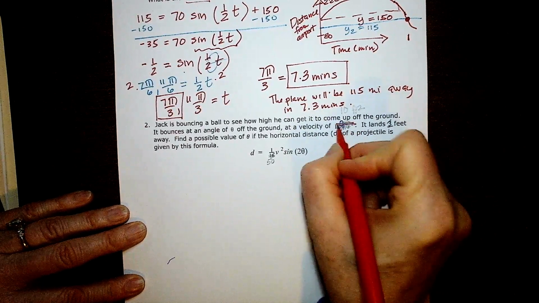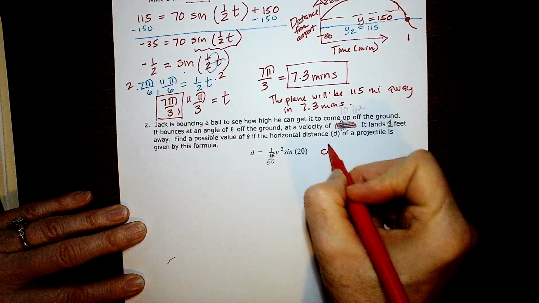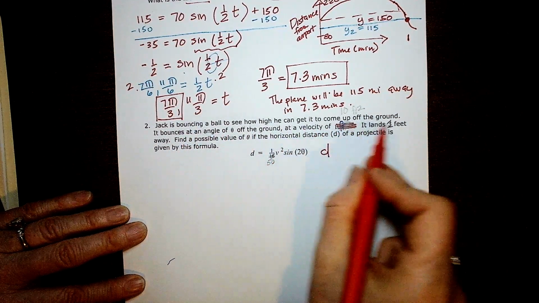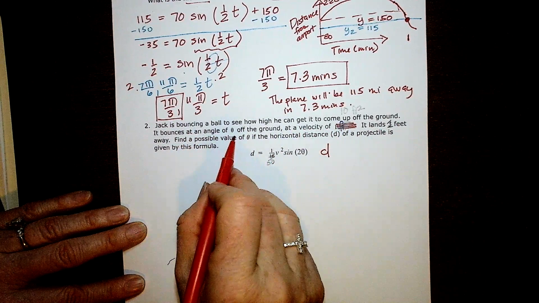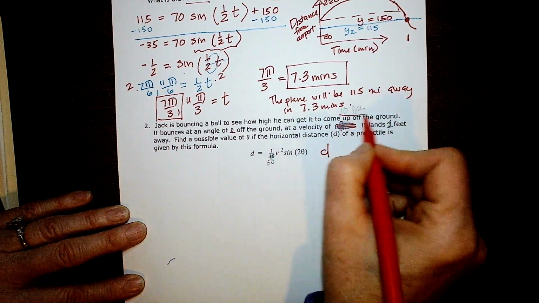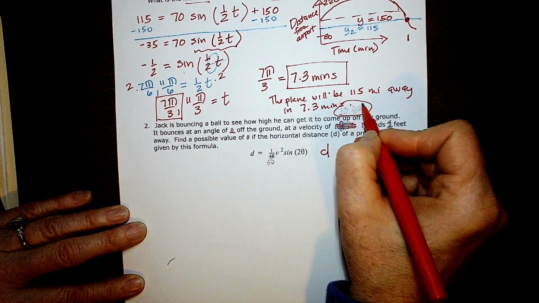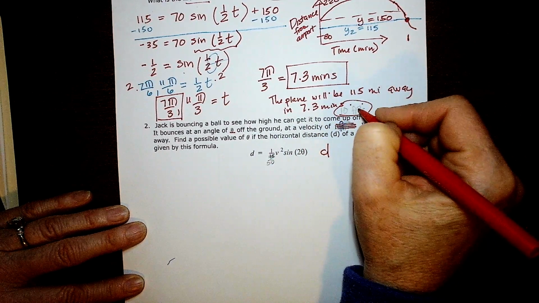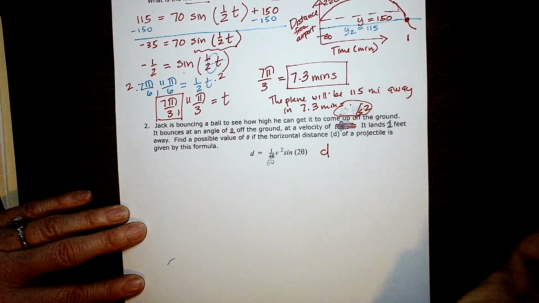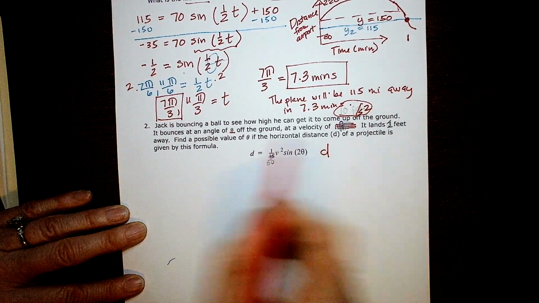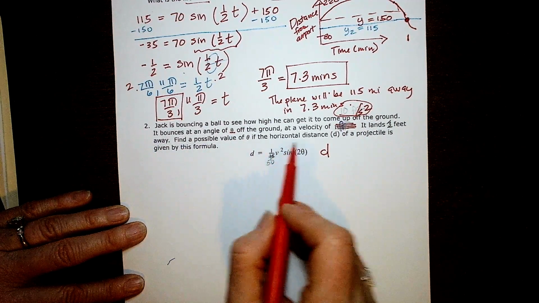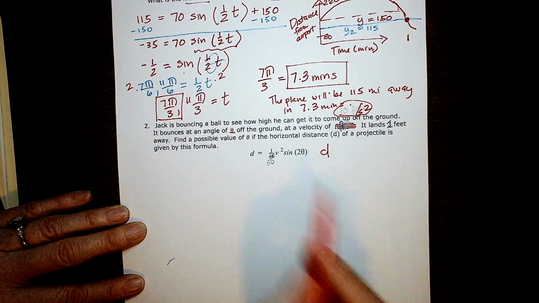And I've changed this value. So my problem is that Jack is bouncing a ball to see how high he can get it to come up off the ground. It bounces at an angle off the ground at a velocity of 10 feet per second squared. It lands 1 foot away. Find a possible value of theta if the horizontal distance of the projectile is given by this formula.